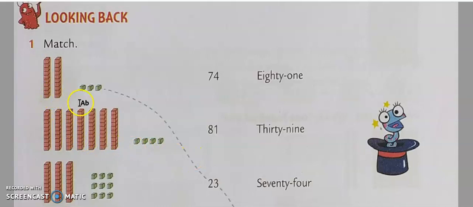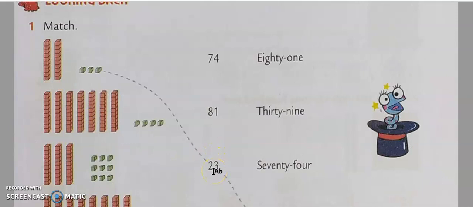Here ones and tens are given. The number is given in the middle and the number names are here in the third part. So we have to join the number and afterward the name of that number. And yes, whenever we are matching these numbers, you have to use the scale with your pencil. If you draw the line with the scale, it will look neat and clean.